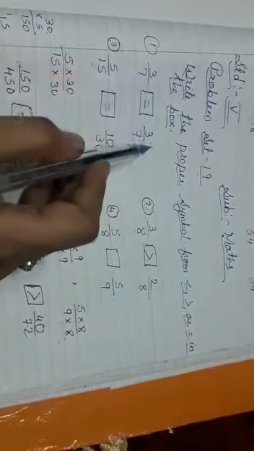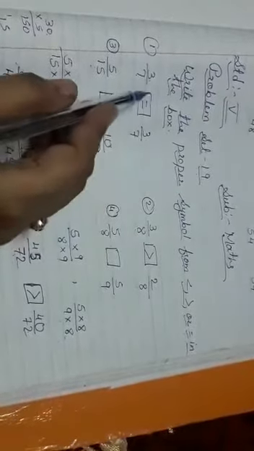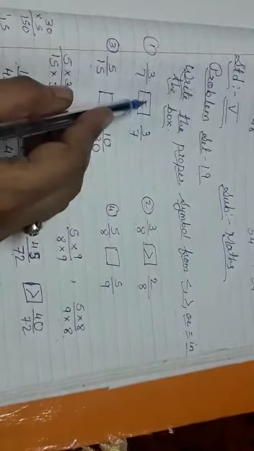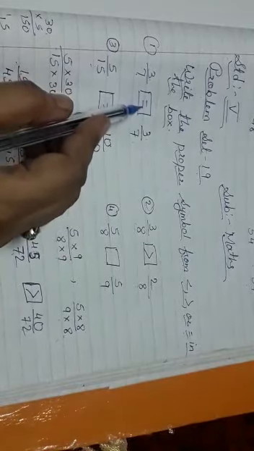So 3 upon 7 and 3 upon 7. Here the denominator is also equal and the numerator is also equal. So that means both are equal with each other. So that's why I have put an equal sign.